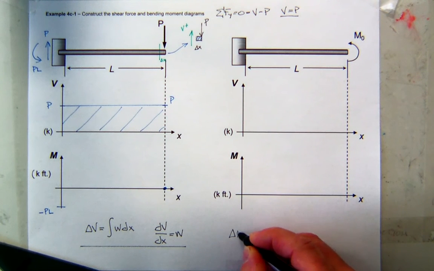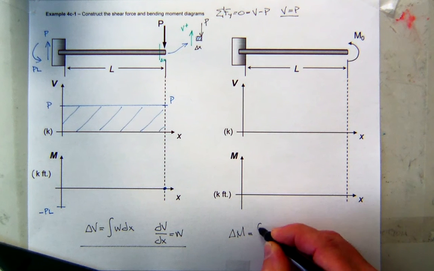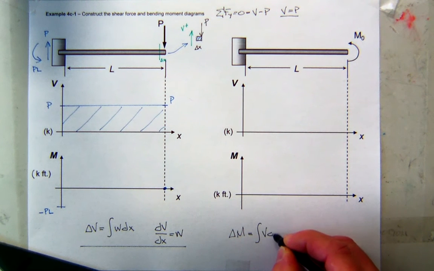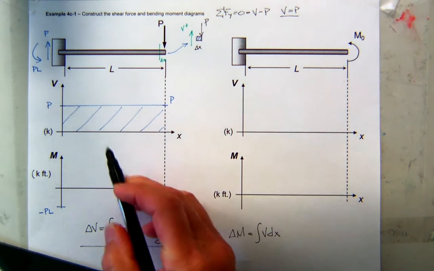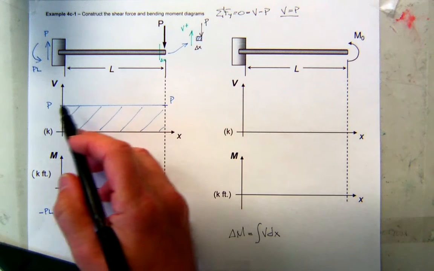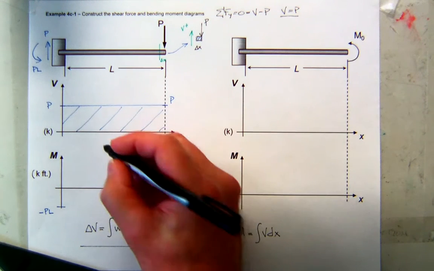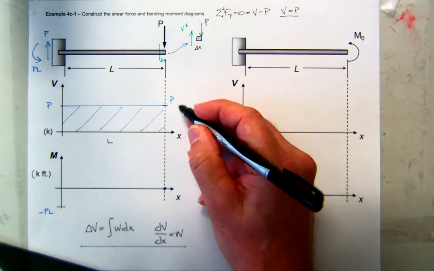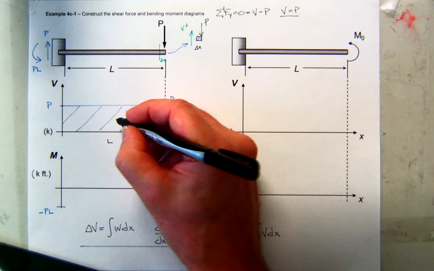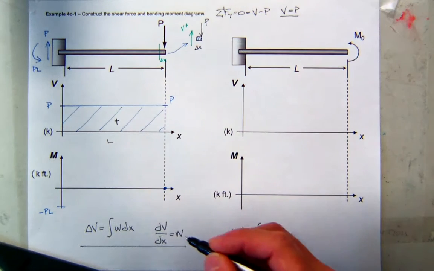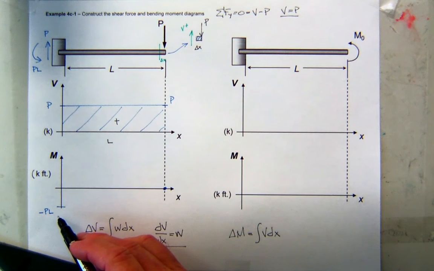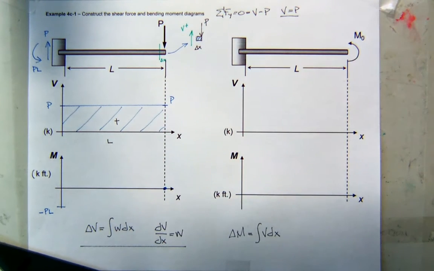And I know that the change in moment between any 2 points is the area under the shear diagram. What's the area under the shear diagram? It's a rectangle: base L times height P. That's positive PL, right? So negative PL plus positive PL is 0. Hey, that works.